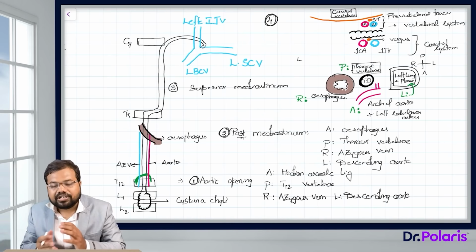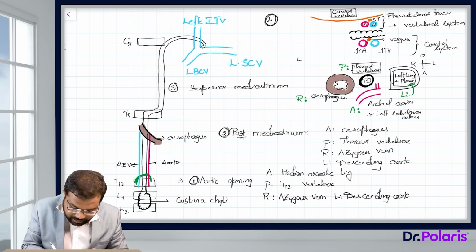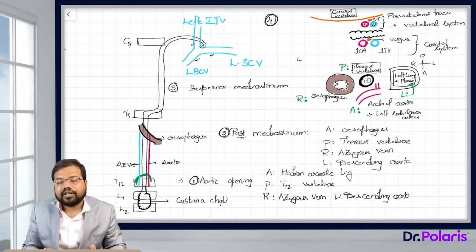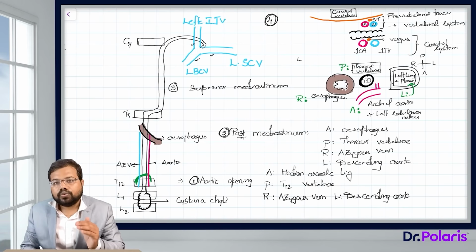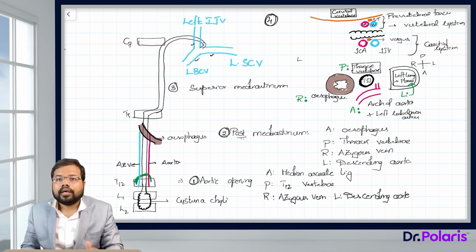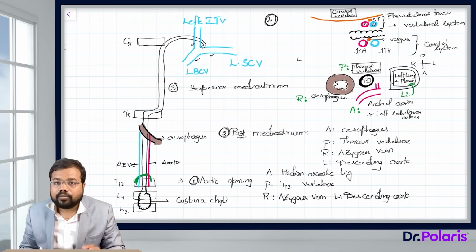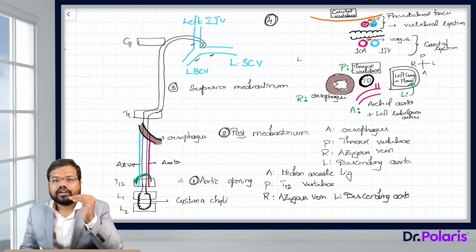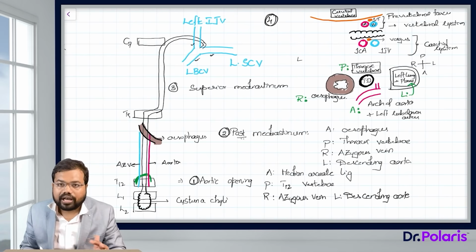And this arch ultimately drains into the junction of the left internal jugular vein and the left subclavian vein, where it forms the left brachiocephalic vein. So this is the ultimate course. So we have discussed the relations of this thoracic duct at 4 levels. The first level is at the level of the aortic opening, which is present in the diaphragm. The second is the posterior mediastinum and the relations of the thoracic duct in it. Next, in the superior mediastinum, the relations of the thoracic duct, and finally in the cervical region. So these are the 4 different levels at which we discussed the relations of the thoracic duct.